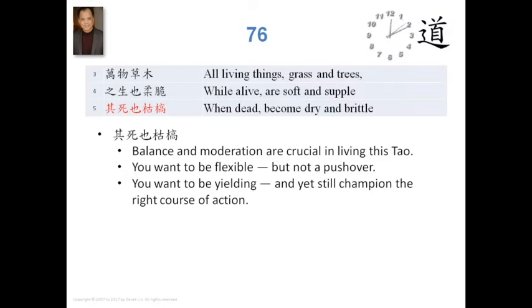Now, you don't want to be so yielding that whenever someone else has a different opinion, you cave in right away. Maybe that idea is not such a great idea. You still want to be able to champion the right course of action, regardless of what that is.